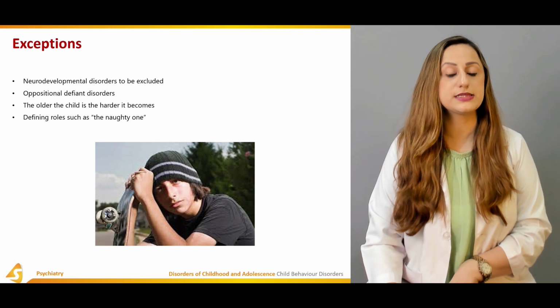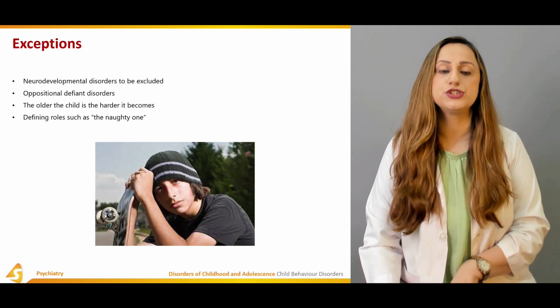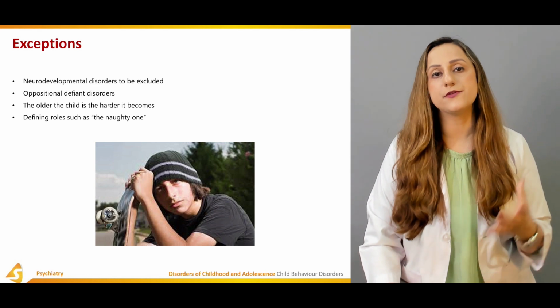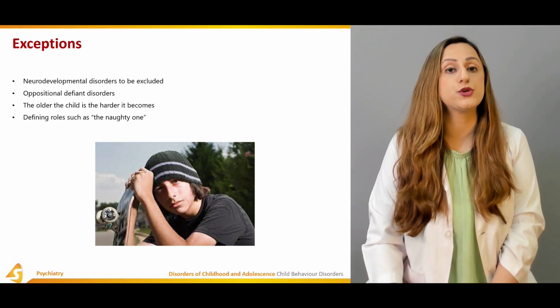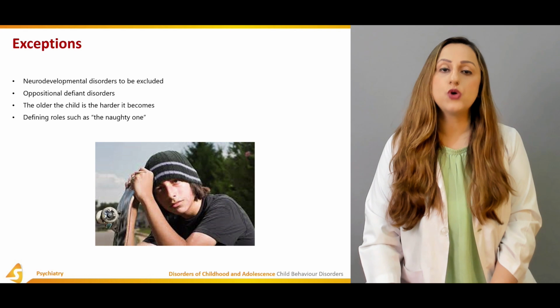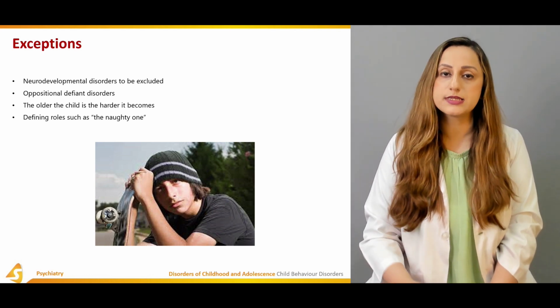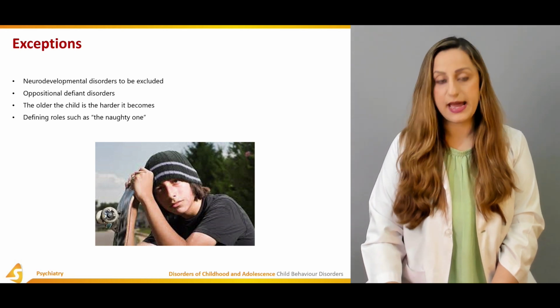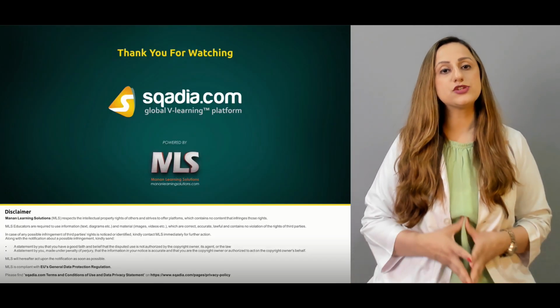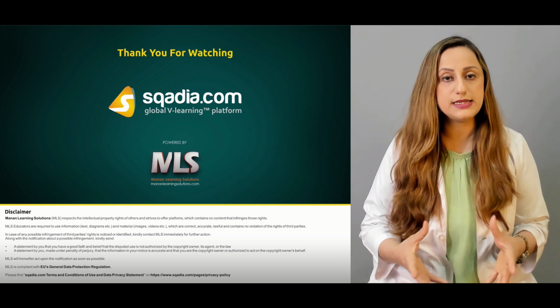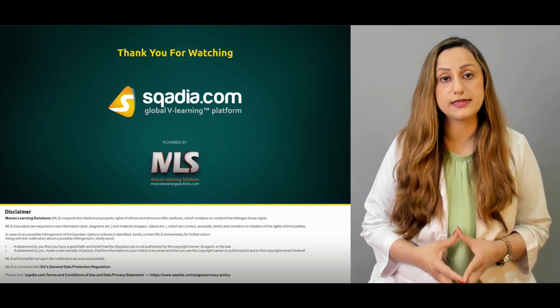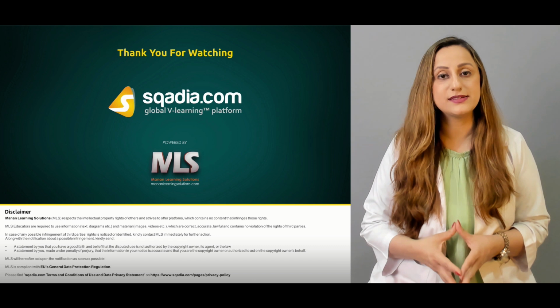Defining roles, such as the naughty one, is again very important. You should make the parents aware that using such terminologies, the naughty one or other terminologies that can be more notorious, should be avoided as much as possible. So in this section, we dealt with these particular kinds of conduct disorders that the child can have. That is the end of this section.